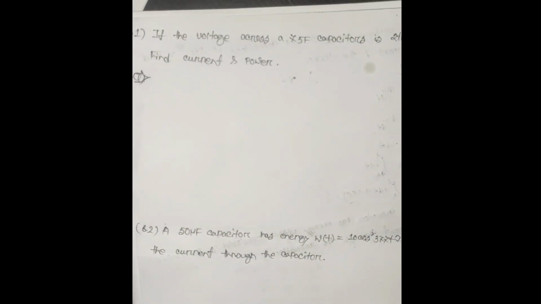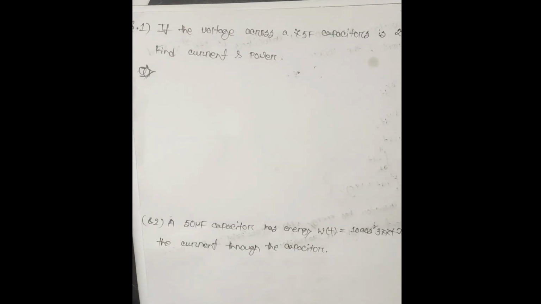We're solving problem 6.1 from Sadiku, Fundamentals of Electrical and Electronic Engineering book. The problem says, if the voltage across a 7.5 farad capacitor is 2t e to the power minus 3t volts, then find the current and power. Before heading into the problem, let's learn the basics briefly.